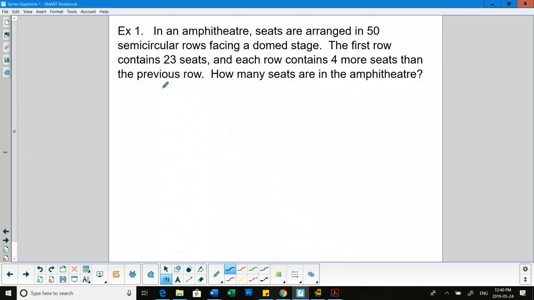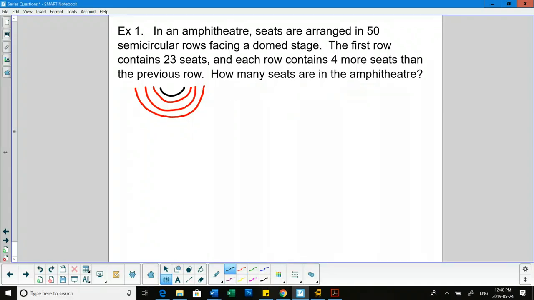Okay, so this is kind of what we have. If this is our stage, we have rows that are set up all around here. And of course, as we move out here, the radius of that semicircle grows. So of course, the number of chairs in the row must also grow accordingly.